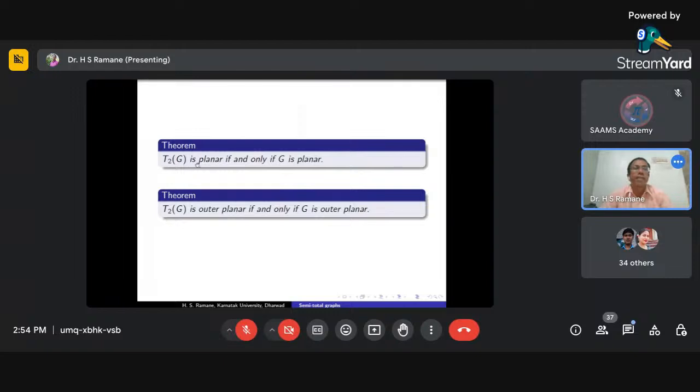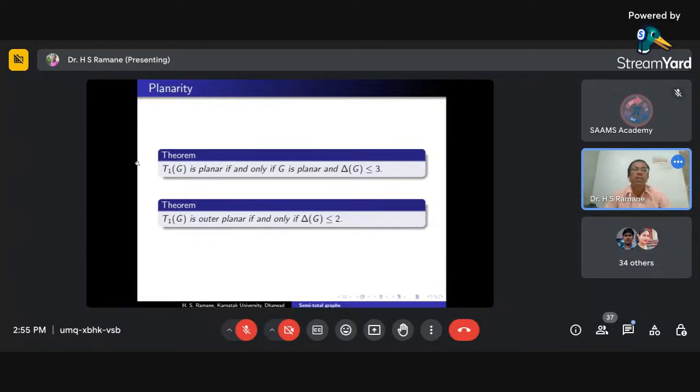Next, the T2G, that is the semi-total point graph. It is planar if and only if G is planar, and it is outer planar if and only if G is outer planar. Here, only if G is planar or outer planar, then the corresponding semi-total point graph of that graph is also planar or outer planar. Whereas in the semi-total line graph, an additional condition is there with maximum degree.